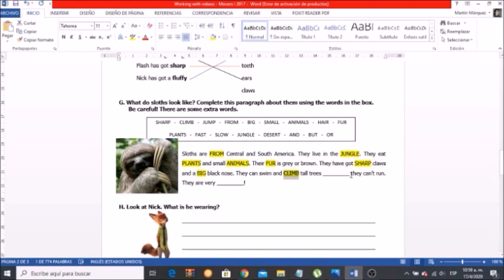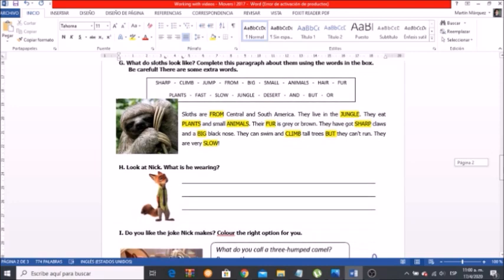They can't run. ¿Qué palabrita iría acá? ¿Qué usamos acá? ¿Qué conector usamos cuando hablamos de una habilidad que podemos hacer, pero después hablamos de una habilidad que no podemos hacer? Very good, but they can't run. They are very. What? What are they like? Very good. They are very slow. Well done. Okay. So remember that if you have any questions, please ask your teacher in the chat. Recuerden que si tienen alguna consulta de este ejercicio o de cualquiera de estos ejercicios que estuvimos haciendo, consultarlo por el chat.